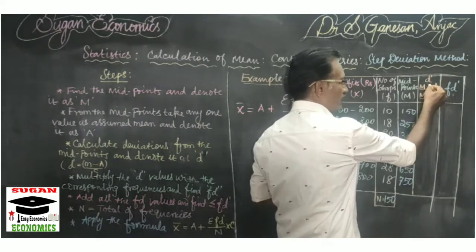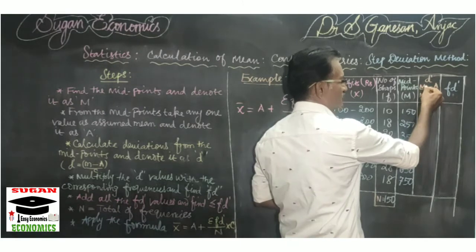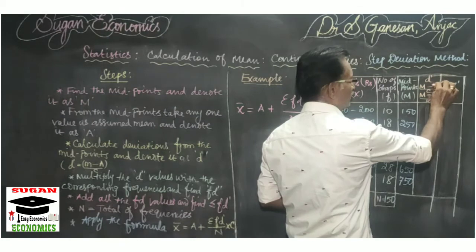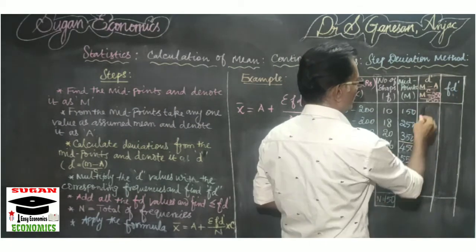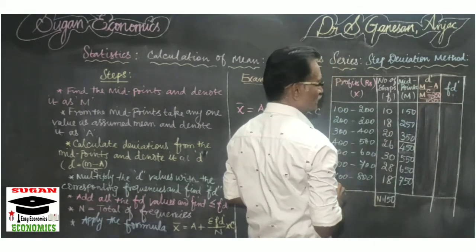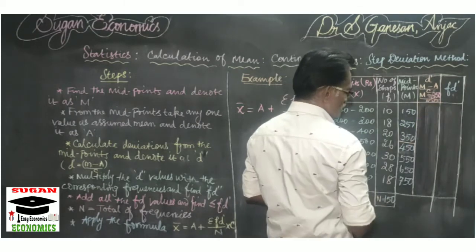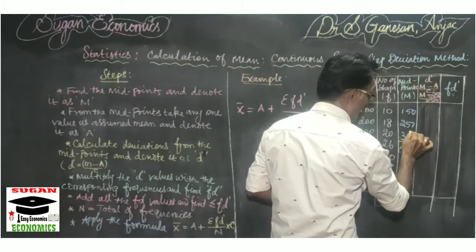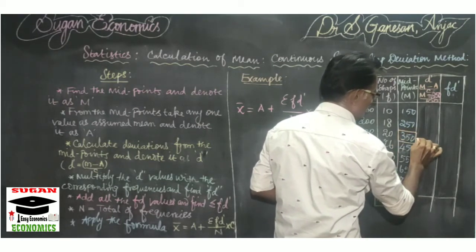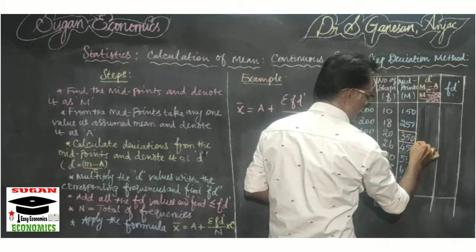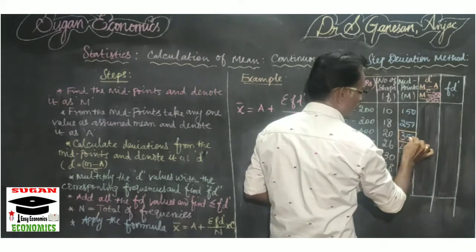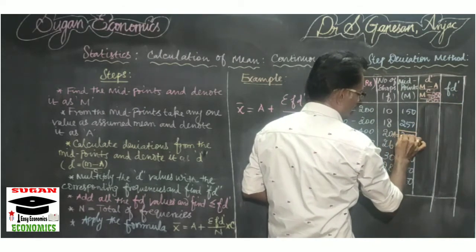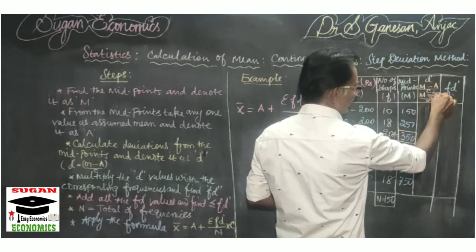So how can you calculate the d dash value? The d dash value is calculated by taking the difference between the midpoint and the assumed mean, and that difference should be divided by C, that is the class interval or class limit. Here, from the midpoints we assume 350 as our assumed mean. In the previous example I took 450 as the assumed mean, now I will take 350. So A equal to 350, so m minus 350.